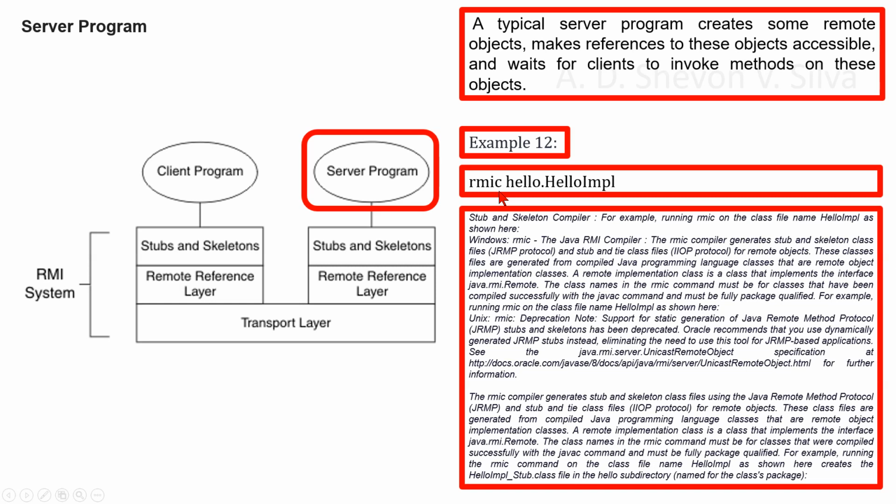The remote implementation class is a class that implements the interface java.rmi.Remote. The class names in the rmic command must be of classes that have been compiled successfully with the javac command and must be fully package qualified. For example, running rmic on the class file name HelloImpl, as shown here.